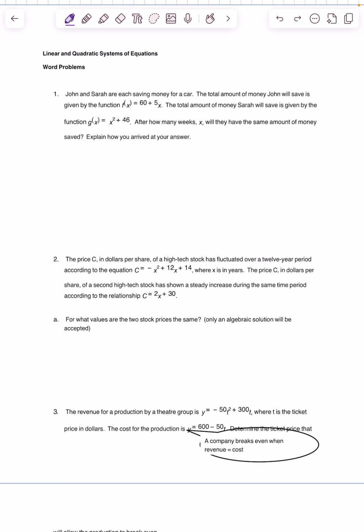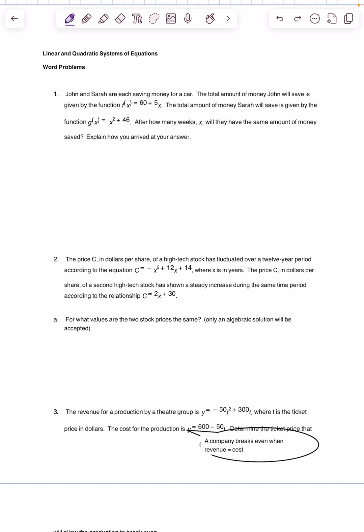So today we're talking about word problems, and really we are just using substitution to solve these word problems. We've already learned how to do substitution. Now we're just using that strategy for some real world examples.